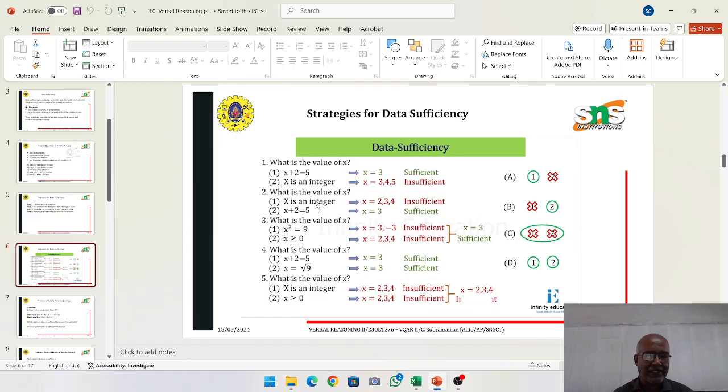For the second question, here it says x is an integer, which is insufficient. We don't need it because the other statement is enough. x plus 2 is equal to 5. From this, we can find out the solution for x.